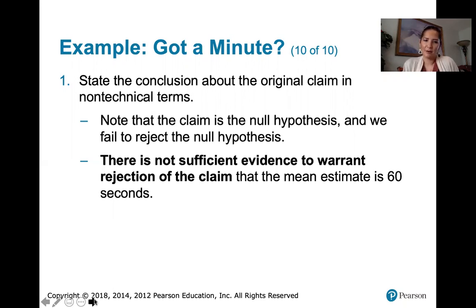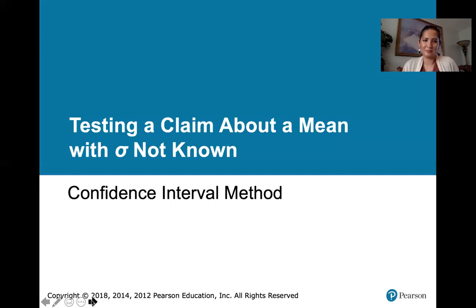So that is how we state our conclusion about the claim. I know it seems like there's a double negative there, and there is. That's because the claim happens to be the null hypothesis. So we're saying there's not sufficient evidence to warrant rejection of this claim. All right. So that was the p-value method and the critical value method.